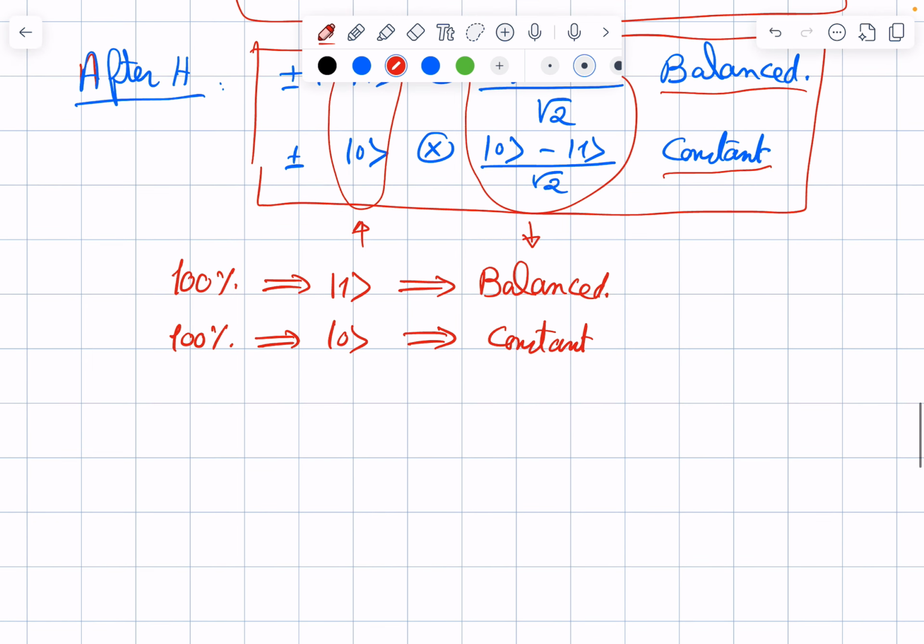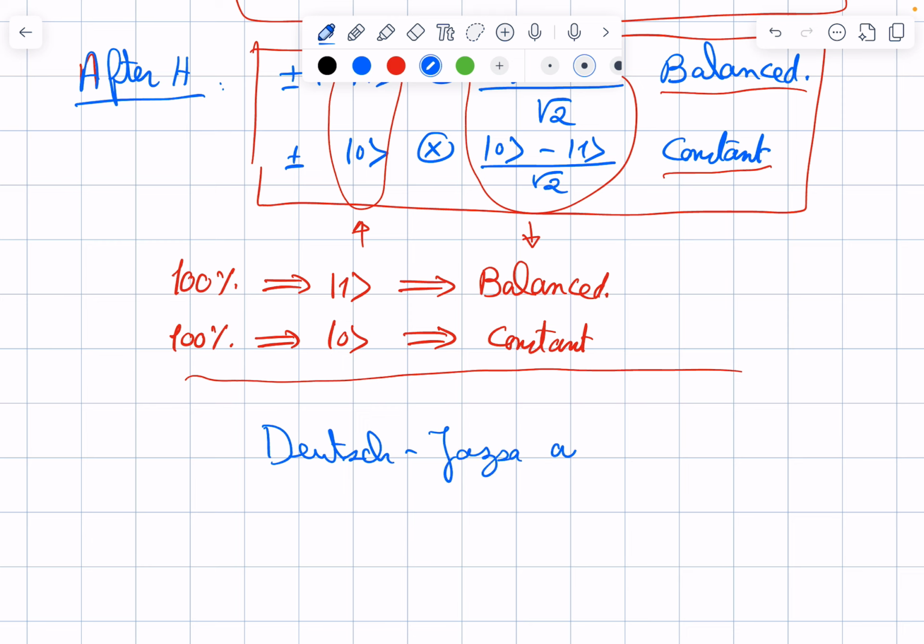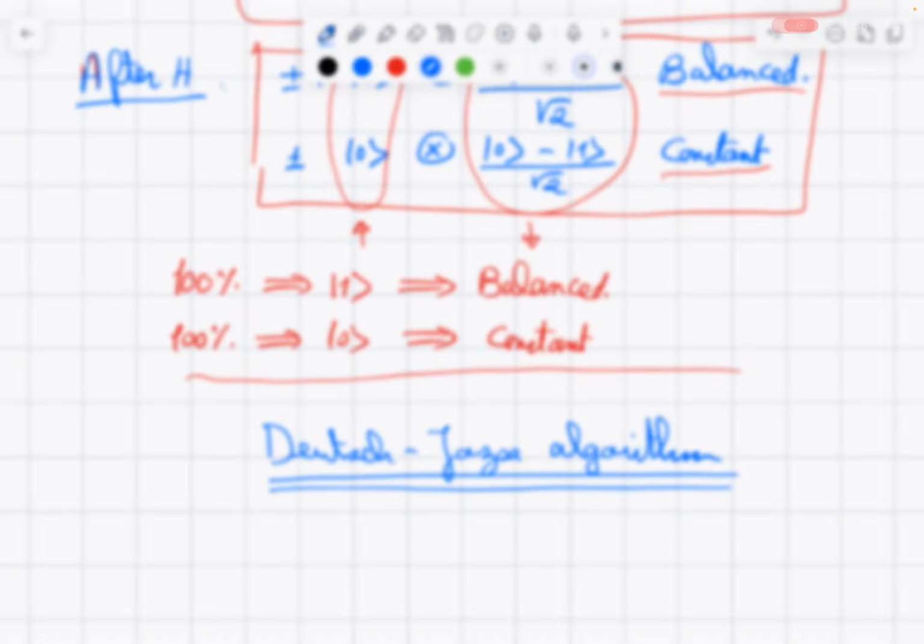And this terminates what we know as the Deutsch algorithm. In the next lecture, we are going to talk about a general form of the Deutsch algorithm, which is the Deutsch-Jozsa algorithm. It's more general, so it has more steps, but hopefully it will be clear. Thank you for your attention. Hope to see you soon.